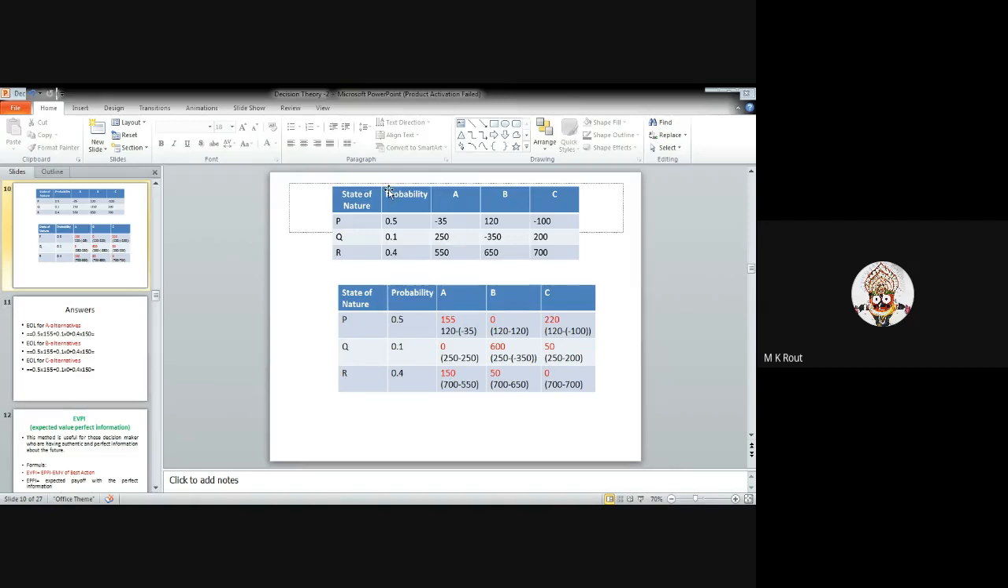In the upper part of the table, the first table, the payoff matrix is given with the states of nature and their respective probabilities. The data given are minus 35, 120, and minus 100. Out of this first row, which one has the maximum value? 120. 120 is the maximum value. That's why I subtract the other values from the maximum value. That means 120 minus of minus 35 equals 155. Is it clear? Yes, sir. Then similarly for the second one, 120 minus 120, that is 0.